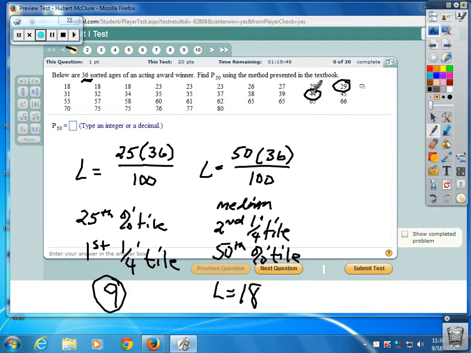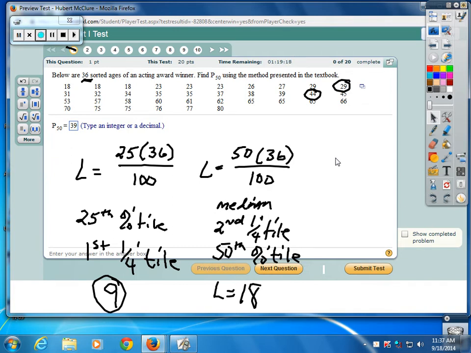I'm trying to think what you're asking. You said the answer is 9 for the 25th percentile. Okay, 18 is 1, 18 is 2, 18 is 3. 23 is 4, 23 is 5. Well, then I must have counted wrong, or I stopped on the 10th number when the answer is 9. Well, it should be 8. So the 18, 39. Do you see what I'm saying?